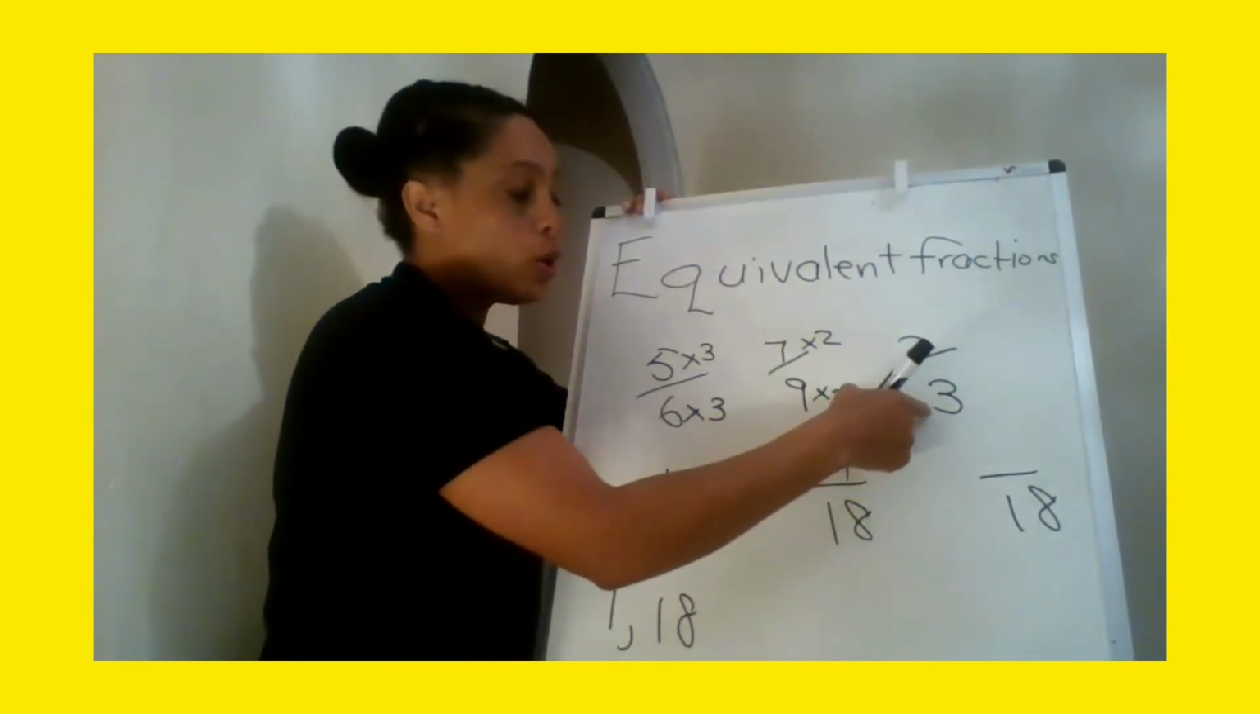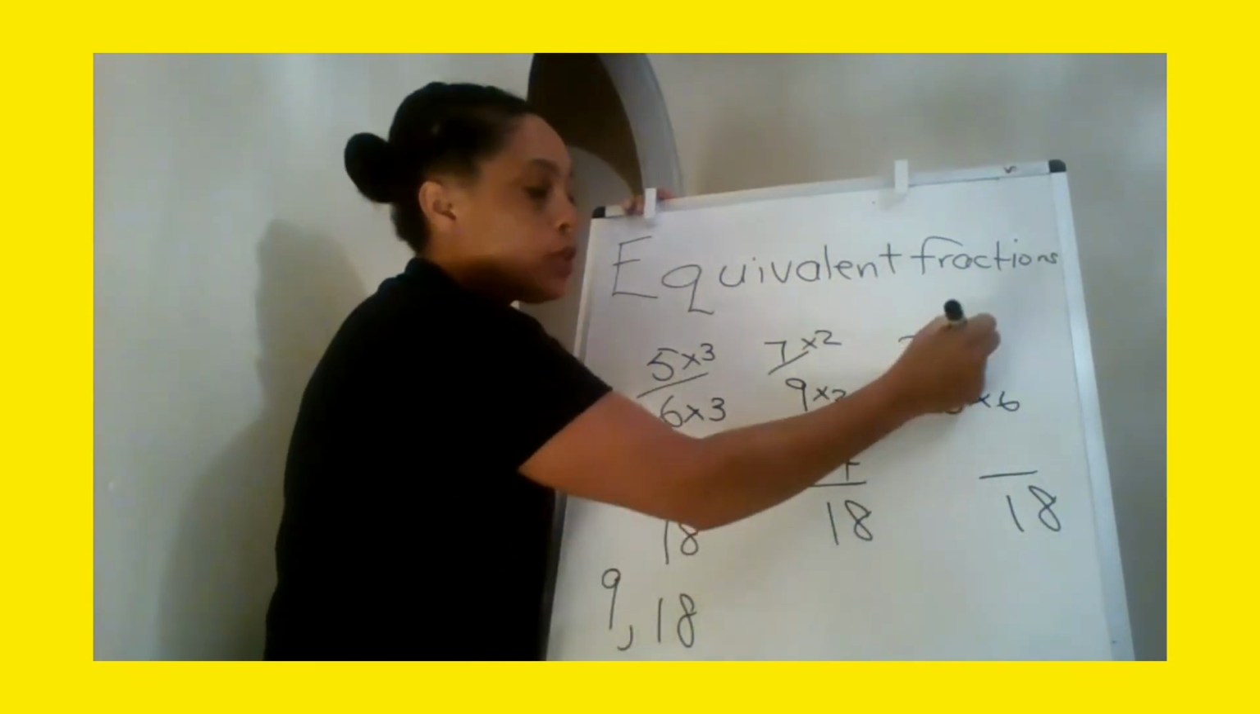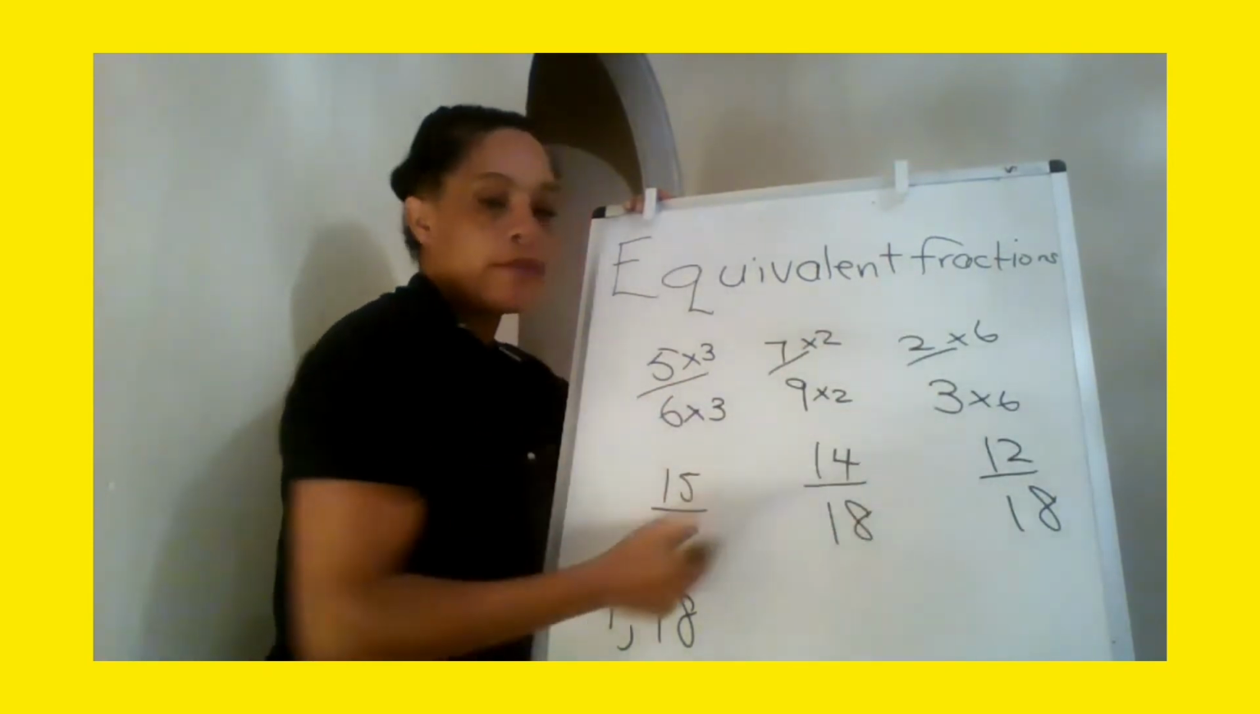Let's come to this one. What do I do from 3 to get to 18? I times by 6. So I have to times the top by 6 as well. 6 times 2 is 12.